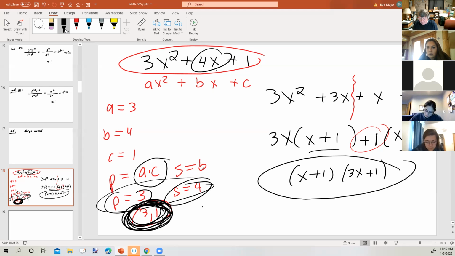So I identified A, B, and C. I formed the product of A times C and the sum equal to B. I looked for a pair of numbers that met those two conditions, product and sum, took the middle term, split it up into 2 terms whose coefficients were those 2 numbers, used factoring by grouping, bada boom, bada bing. And there you have it.